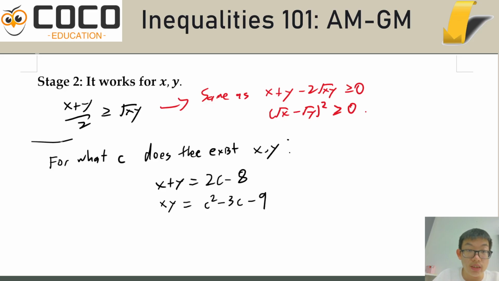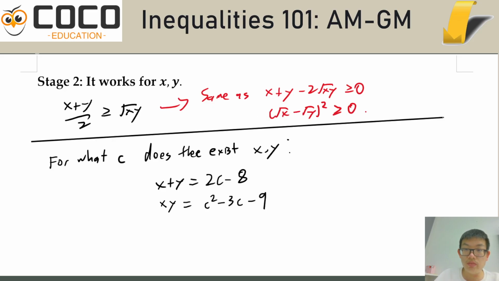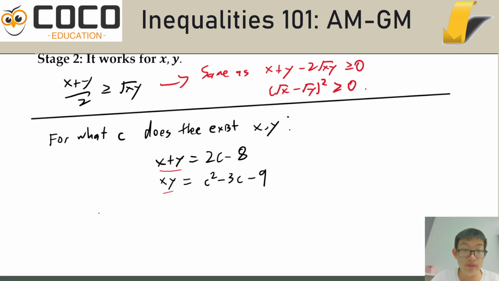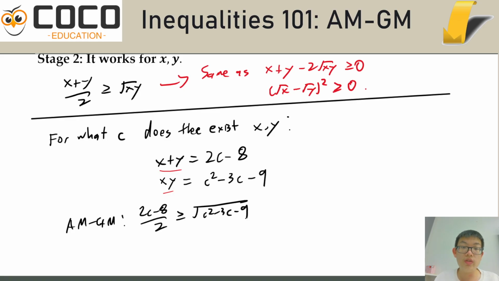Now, at first glance, you might say, what does this have to do with AM-GM? And then you will say, oh wait, that's x plus y and xy, right? Well, indeed it is x plus y and xy. So you might think, I want to say therefore that, okay, by AM-GM, x plus y over 2 is greater than or equal to the square root of c squared minus 3c minus 9.